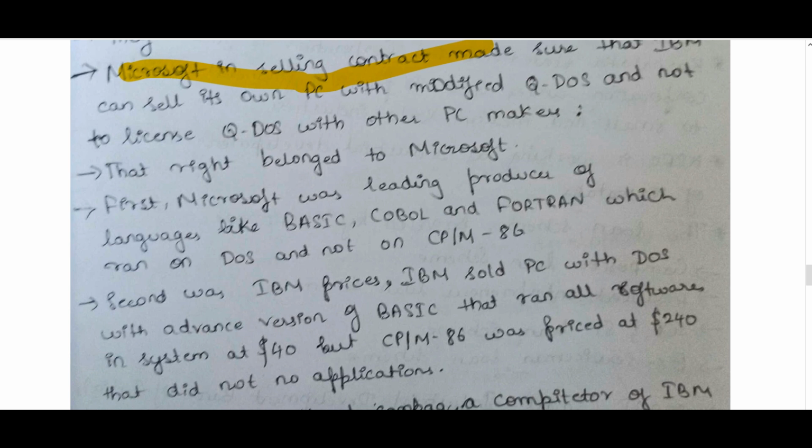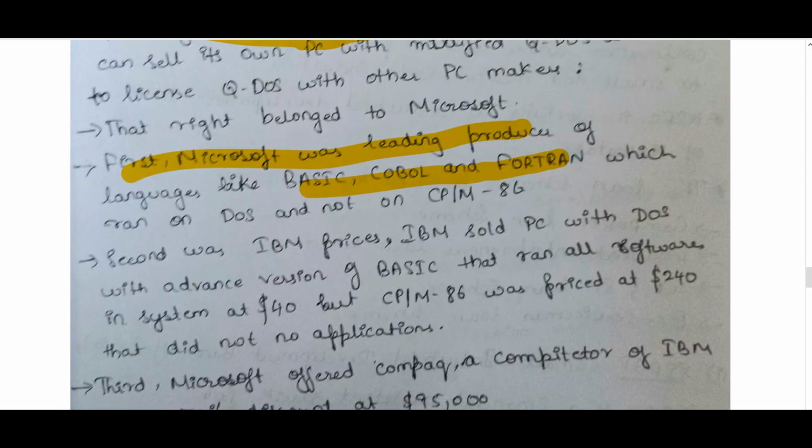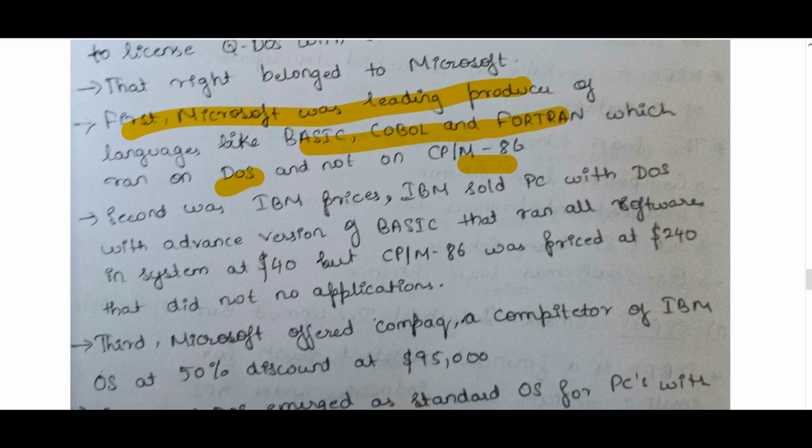Microsoft was the leading producer of languages like Basic, COBOL, and Fortran. These languages played an important role, and the software ran on MS-DOS and not on CP/M-86. You just have to memorize it. Second was IBM's prices. IBM sold the PC with QDOS, an advanced version of BASIC, and it ran all the software at $40. But CP/M was priced at $240. They did not have any applications.